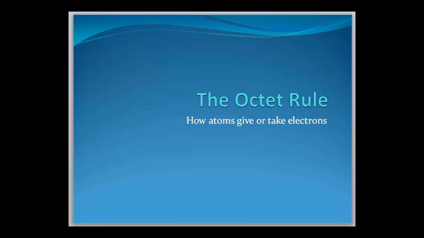Okay, what we're going to do in this vodcast is continue our discussion about bonding. And to understand more about ionic bonding, we need to take a look at what we refer to as the octet rule. And as you can probably already tell, this rule is going to involve the number 8 for oct. So what this is going to do is tell us how atoms give away electrons and take electrons to obtain charges to form ionic bonds.